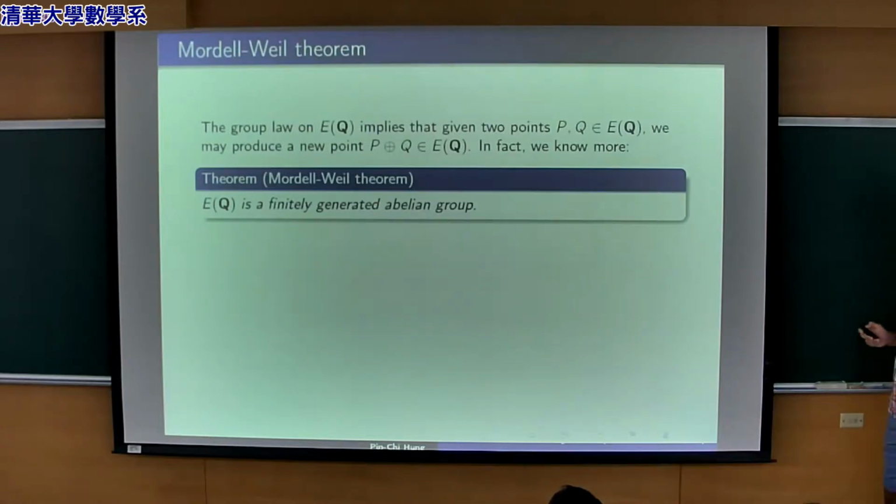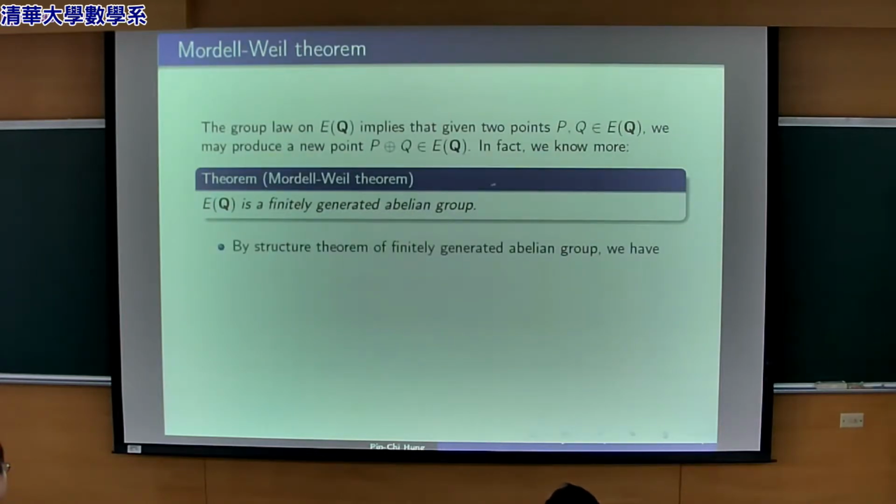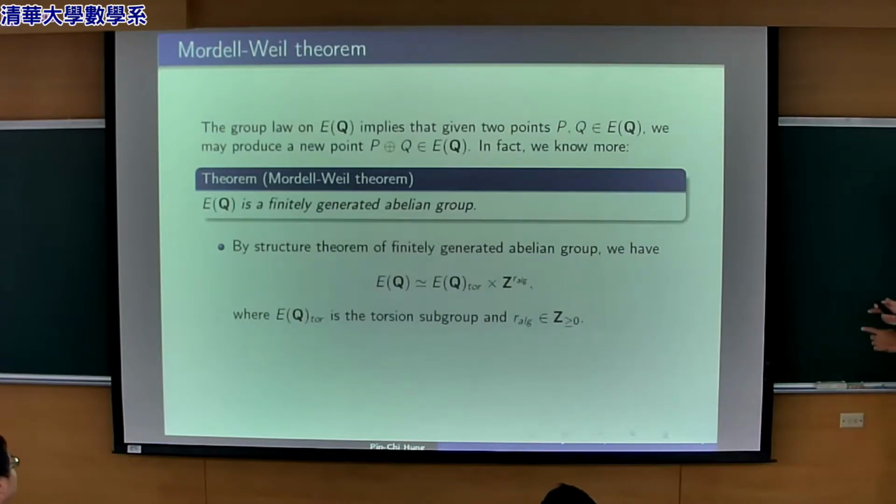So the question then becomes how we can find those finitely many points that generate all the points. If you learn algebra, you will see that this finitely generated group has this structure: a finite torsion part, and some copies of the integers. Here r, the rank of G, is a non-negative integer, including zero. And this number is so important, because it reflects whether this set is infinite or finite. If this number is zero, then this set is finite. If this number is greater than zero, then this set is infinite. So this number becomes very important in what we are talking about.